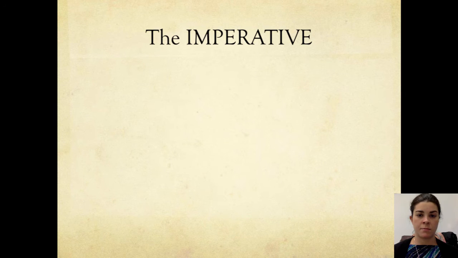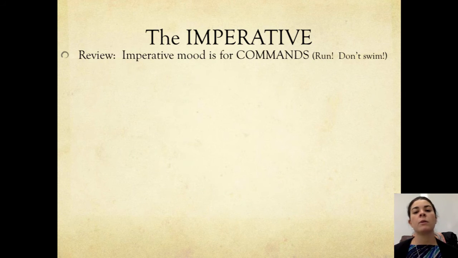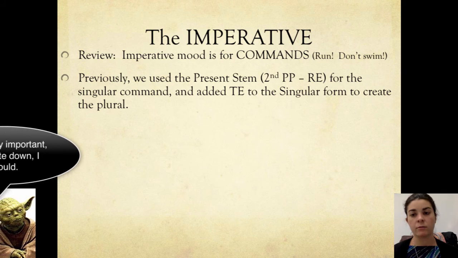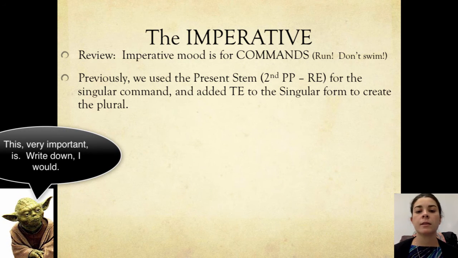So now let's talk about the imperative. The imperative is what we do for commands. So run, don't swim. That's what they are in English. In Latin, previously we used the present stem, which was the second principal part with the RE taken off, for the singular command, and then we added TE to that singular to create the plural.